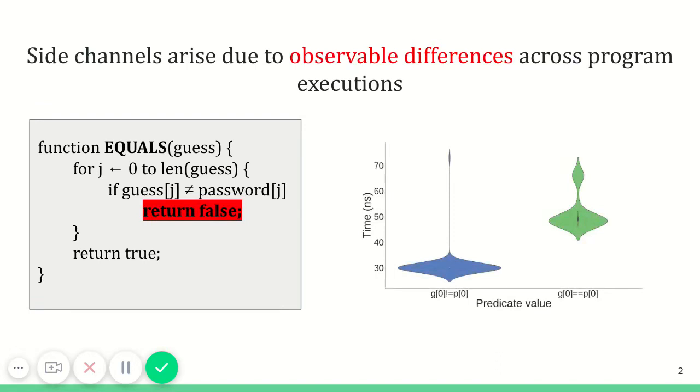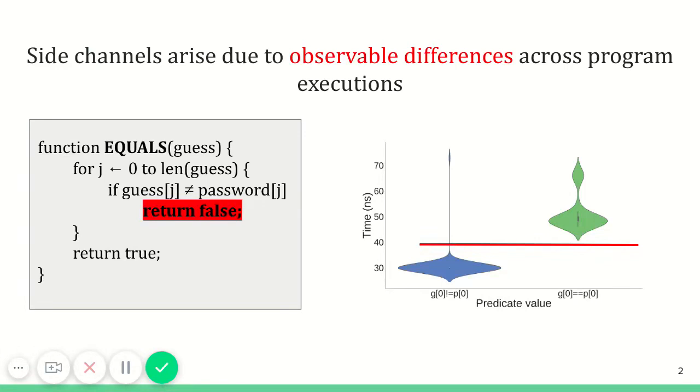The blue violin plot shows the execution time distribution of the equals function when it's run on input whose first character does not match that of the password. The width of the violin plot shows the number of program runs that fall into that execution time bucket. The violin plot in green shows the execution time behavior of the program when run on input whose first character does match that of the password. These two execution time distributions are distinguishable. In fact, they can be separated quite accurately by a simple line.